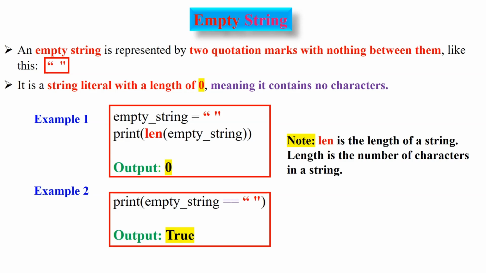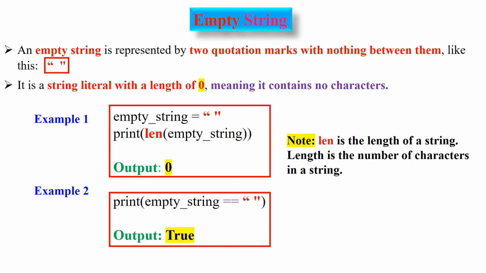In example 1, an empty string is assigned to the variable empty_string using a pair of double quotation marks. The len function is then used to determine the length of the string, which, in this case, is 0. The length of a string refers to the number of characters it contains. So the output is 0.